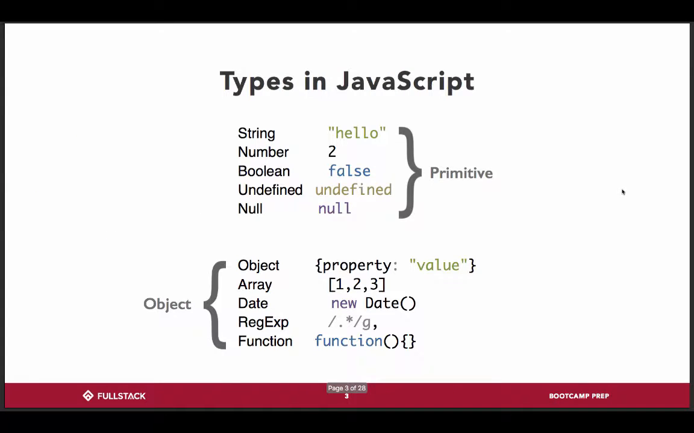Today we're going to mostly be looking at the primitive built-in types. Tomorrow we'll start talking about methods and properties of arrays.